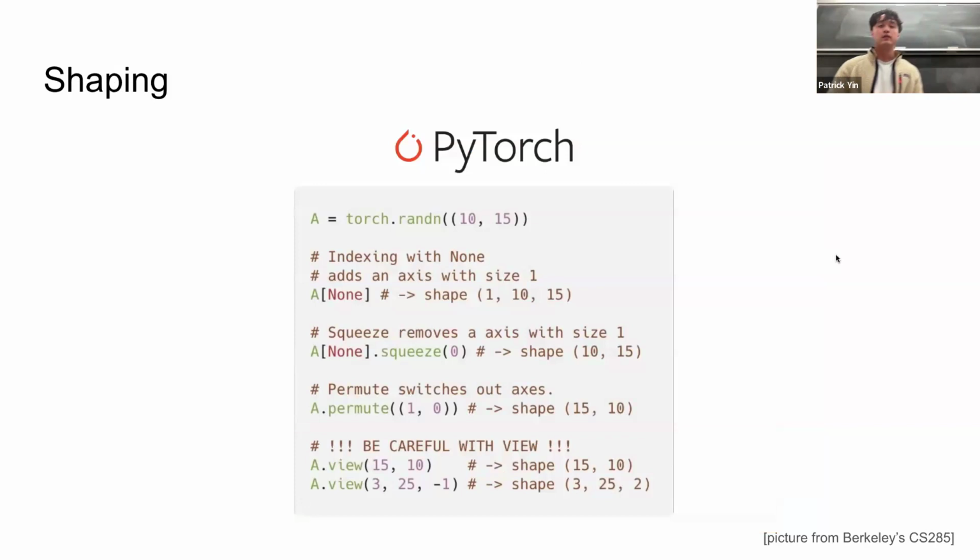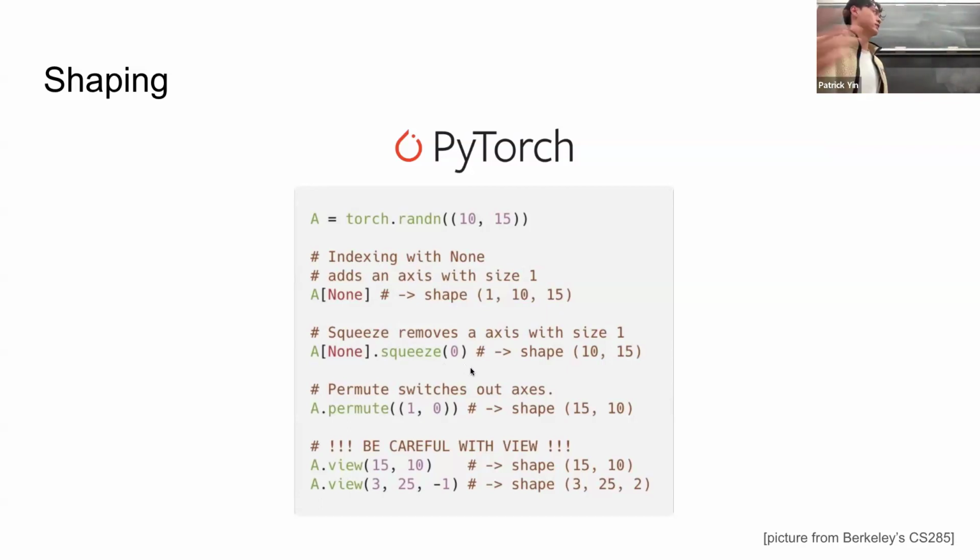Cool. And then some other important operations that you'll need are shaping. So if you want to add, in the first example, we create an array of 10x15. And then if you want to add a dimension to the beginning, you can do something called None. You can index None, and that'll basically create a new array with an additional dimension in the beginning. And then if you want to remove extraneous dimensions, in this case it's 1x10x15, you want to remove the 1, you can do squeeze.